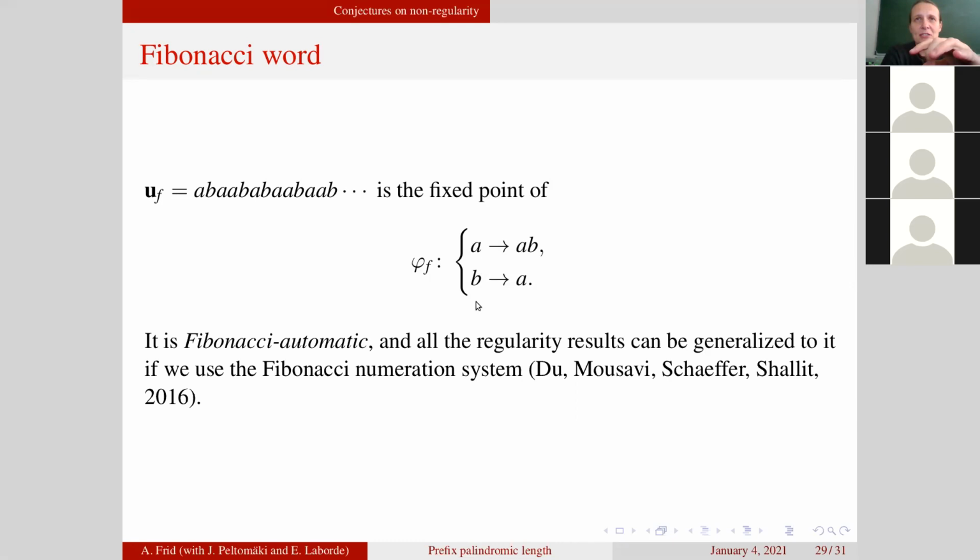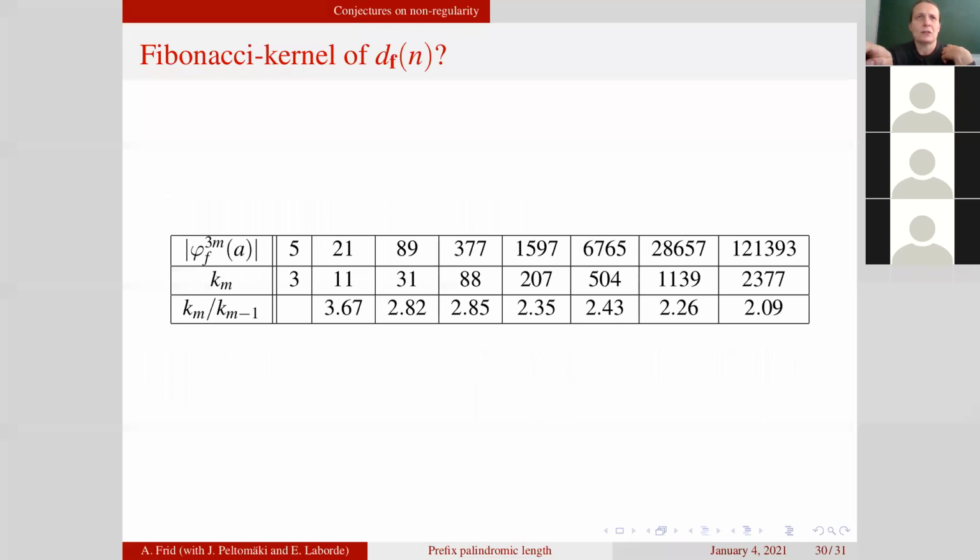And we can generalize all the notions to this Fibonacci numeration system, and ask the same questions about functions of this word in terms of the Fibonacci numeration system. In particular, we can define the Fibonacci kernel and so on. And it seems that the Fibonacci kernel of the first differences of the prefix palindromic length of the Fibonacci word is also infinite.